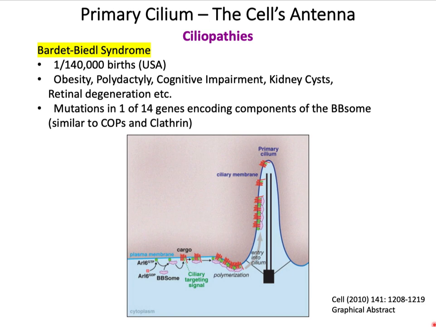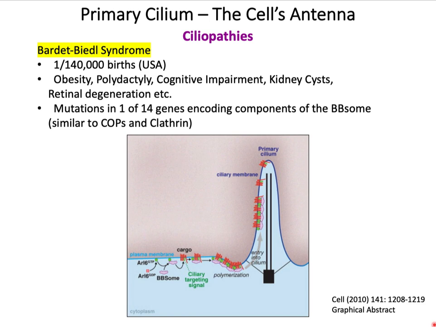The other genetic disorder that I want to mention is Bardet-Biedl syndrome. It is much rarer than autosomal polycystic kidney disease, affecting about 1 in 140,000 live births in the US. It has an enormous array of symptoms that include obesity, polydactyly, which is extra fingers and extra toes, cognitive impairment, kidney cysts, retinal degeneration, and I put etc. here because the list of symptoms is a mile long.